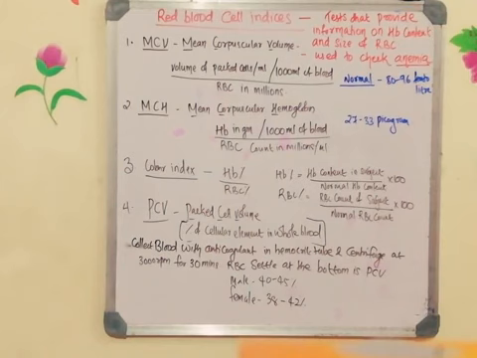And we can also check packed cell volume. The packed cell volume is the percentage of cellular element in the whole blood. In the whole blood, how much amount of cellular part is there? That can be checked by this particular test, which is called the packed cell volume.